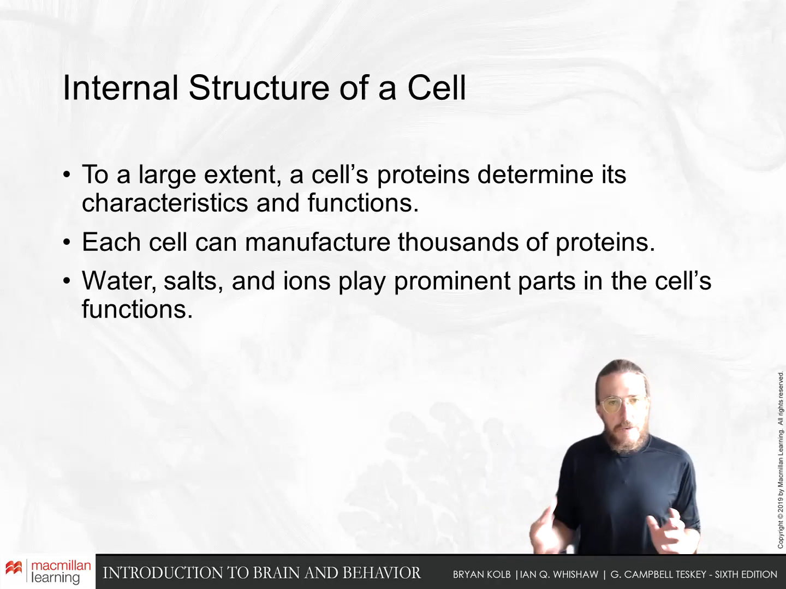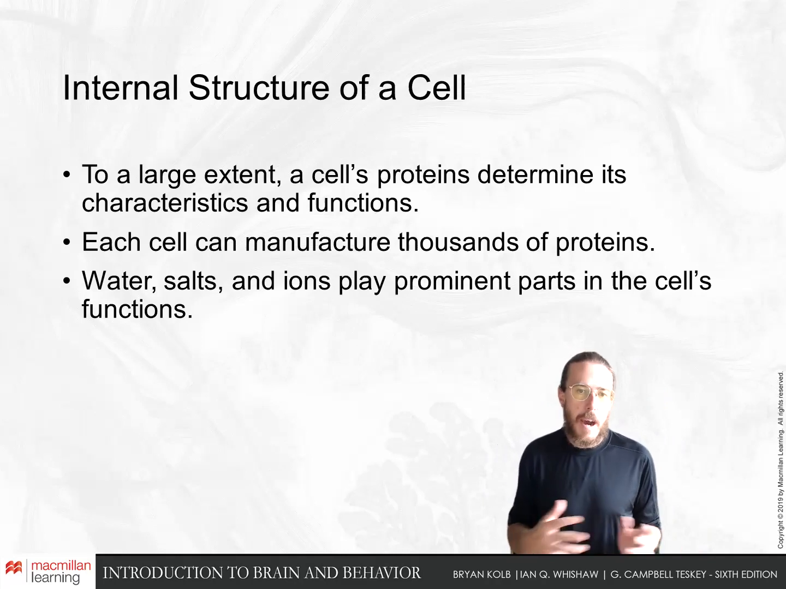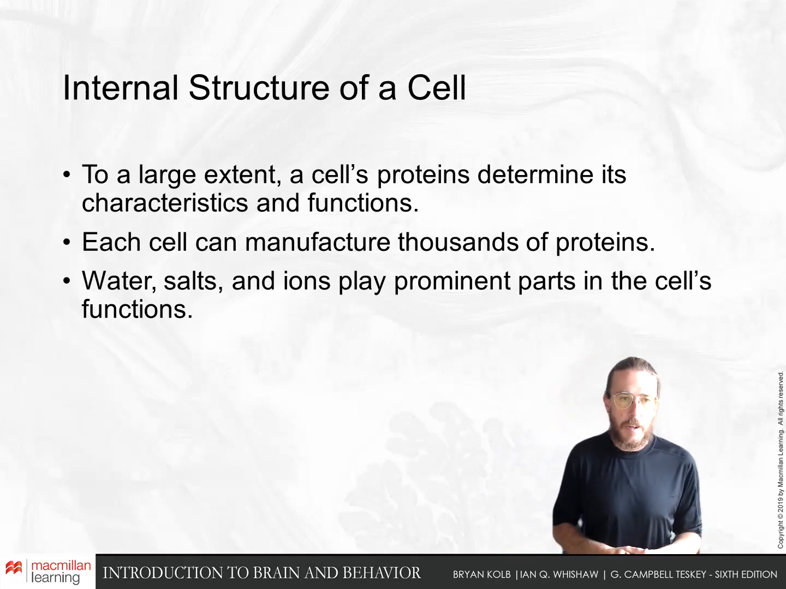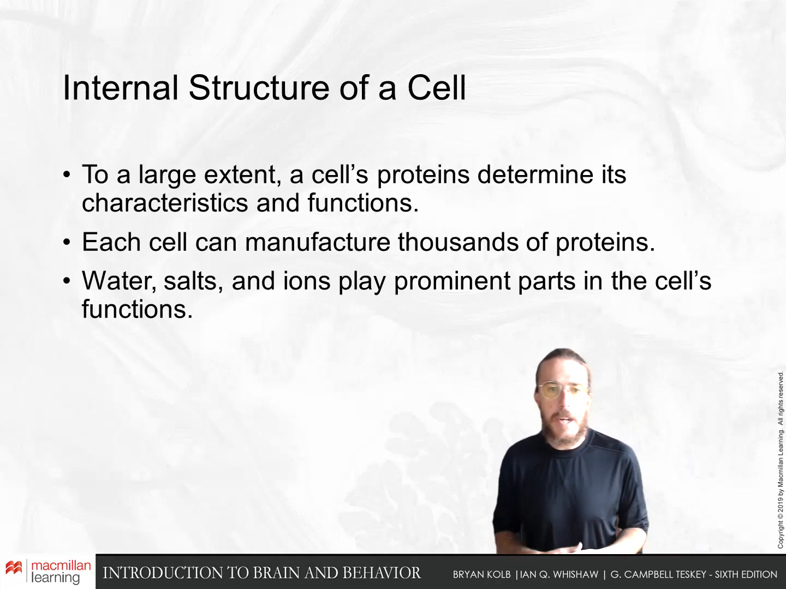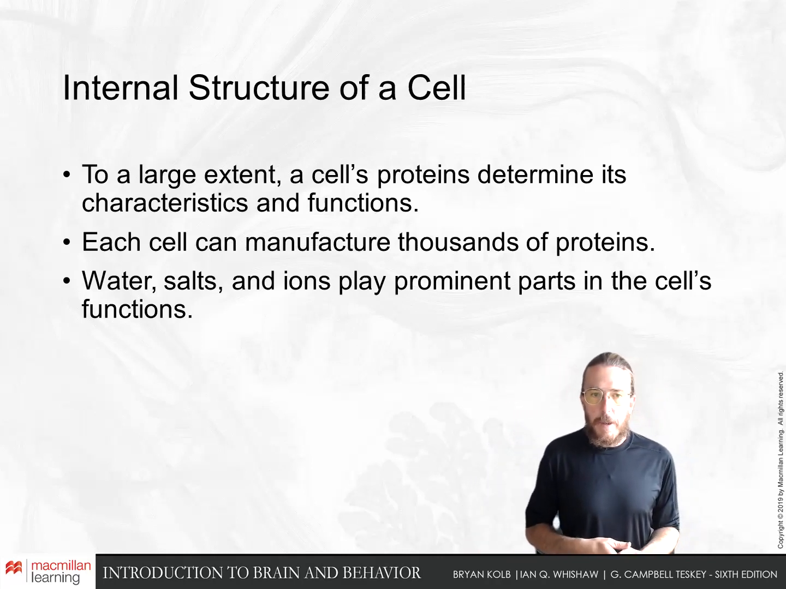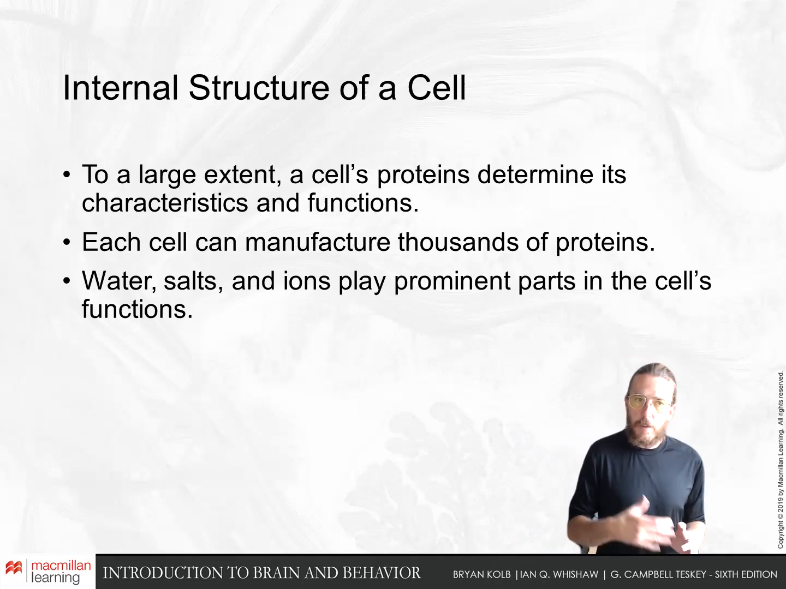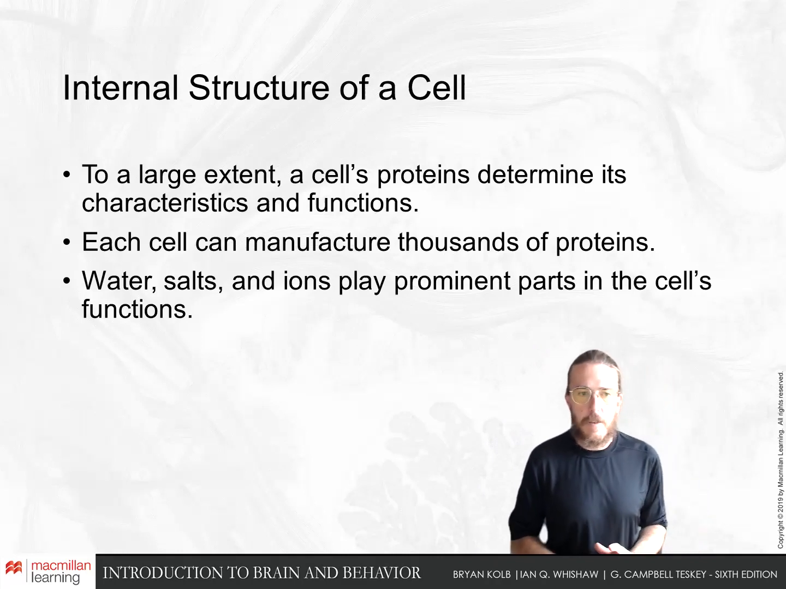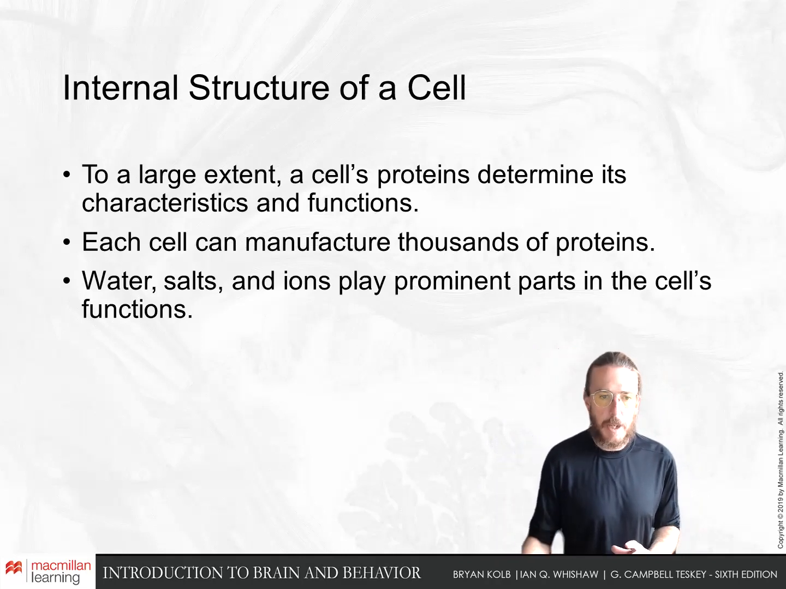Each cell can use its genetic code to generate thousands and thousands of different proteins, and each of these proteins can even be combined in different ways. Water, salts, and ions play prominent parts in the cell's function, so we'll talk briefly about the chemistry of these three molecules and cover them again.